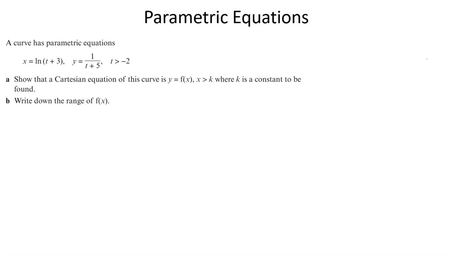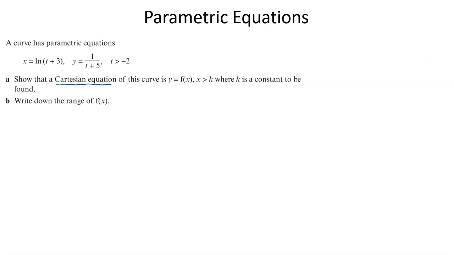So we have a curve, and it has parametric equations where the x term is natural log of t plus 3, and y is 1 over t plus 5, and it is specified that t is greater than minus 2. Now what you can do is turn the 2 separate parametric equations into a Cartesian equation, so y is a function of x, and where x has to be greater than a certain value. That's because of the limitation of t, and we need to find that out as well.